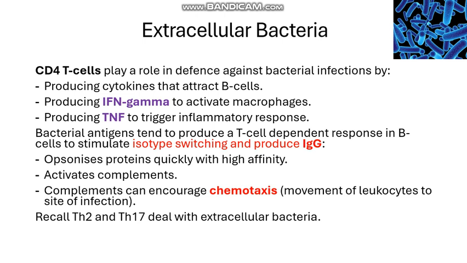So with regards to extracellular bacteria, bacteria that proliferate outside of host cells, CD4 T cells play a role in defense against these bacterial infections by producing cytokines that attract B cells, which will then produce antibodies to opsonize these extracellular bacteria, by producing interferon gamma to activate macrophages that will phagocytize these extracellular bacteria, and by producing TNF to trigger an inflammatory response, which will fill the site of infection with lymph, as well as other cells from the lymphatic system that we need to deal with these infections.